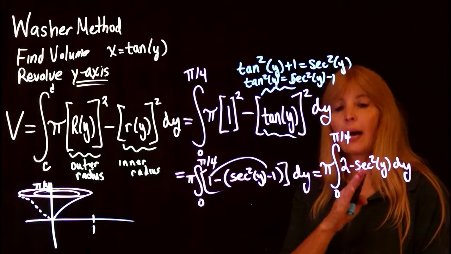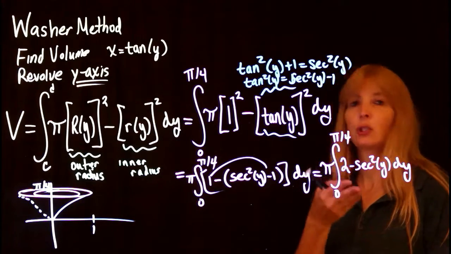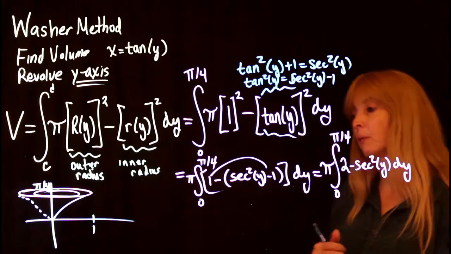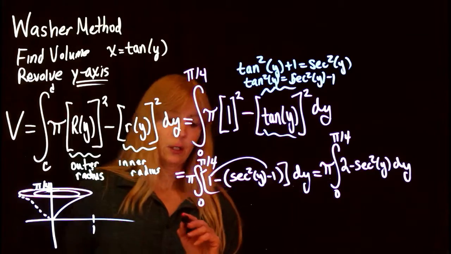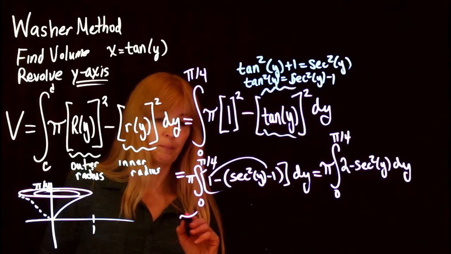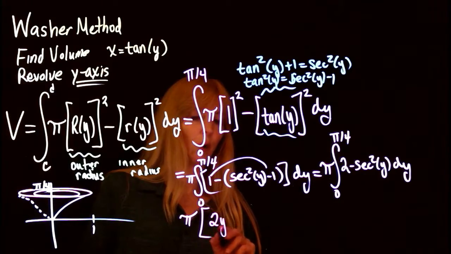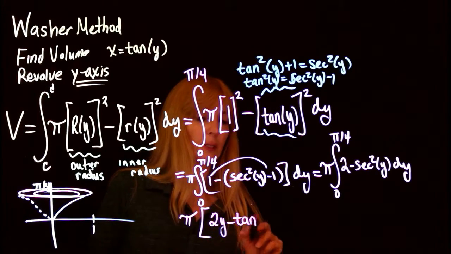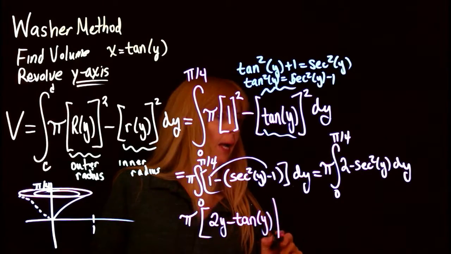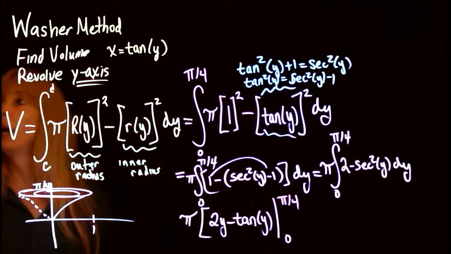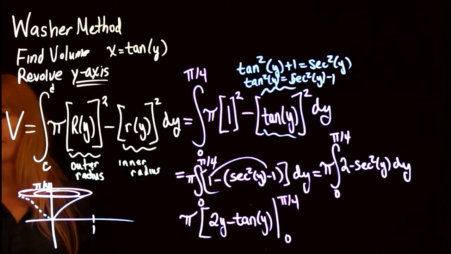And so from here, I do my antiderivative. So 2 is just going to be 2y. And as I said before, the antiderivative of secant squared is tangent. You remember that, right? Yes. So I have the pi out front. This is my antiderivative. So 2y minus tangent y, and I'm evaluating this from 0 to pi over 4.